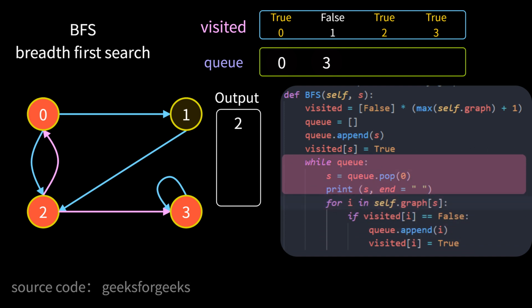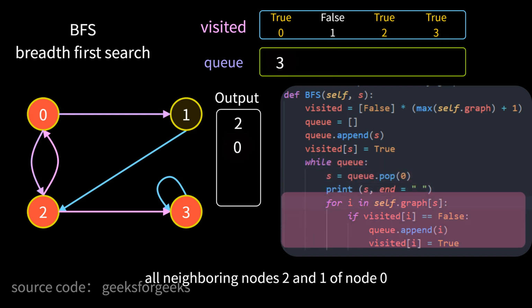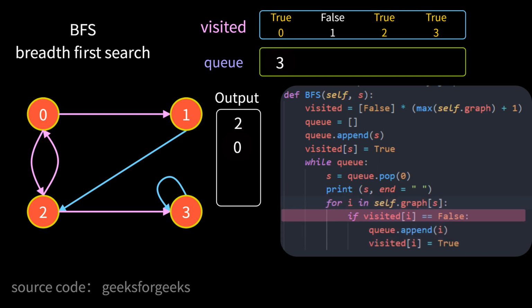Similarly, the first one in the queue is popped. It outputs node 0. Then all neighboring nodes of node 0, 2 and 1, are to be queued and marked. However, the visited state is checked in advance to exclude those that are true, that is, node 2 has been traversed. Therefore, only node 1 will be queued and marked.